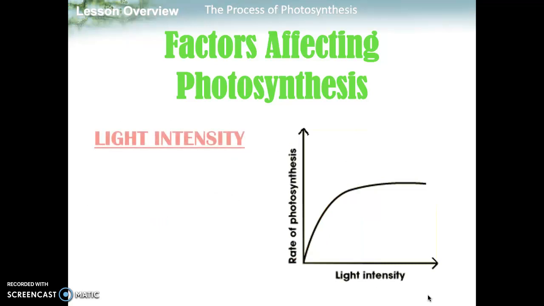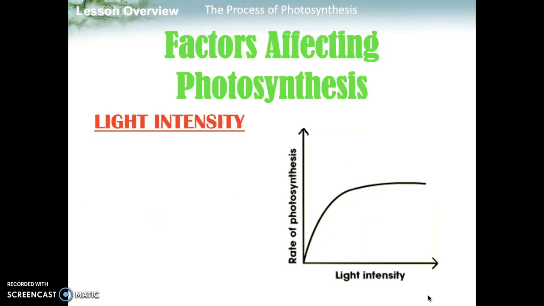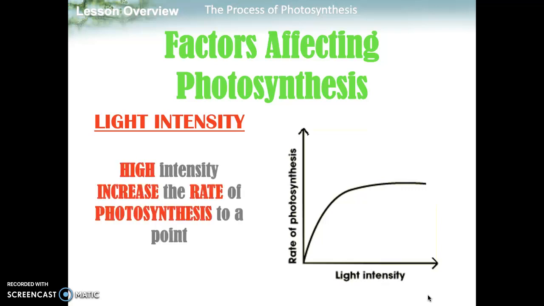A second one is light intensity. Okay, obviously more light is better. More light means more energy. More solar energy for the thylakoids to absorb. Again, chlorophyll is the substance that's doing the absorbing of the sunlight, so the more we have, the better.